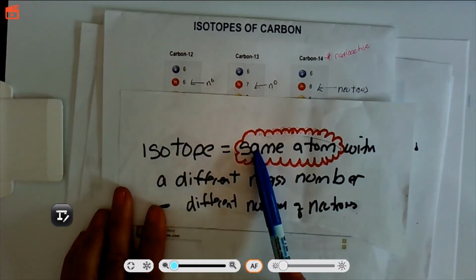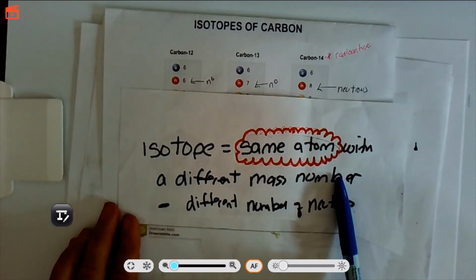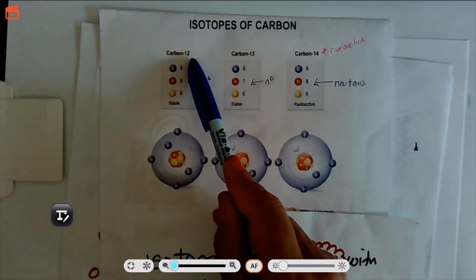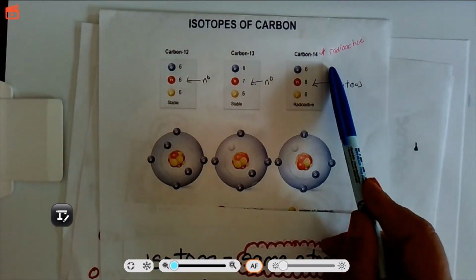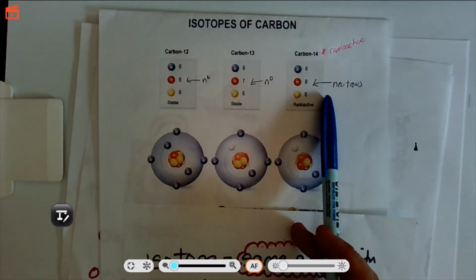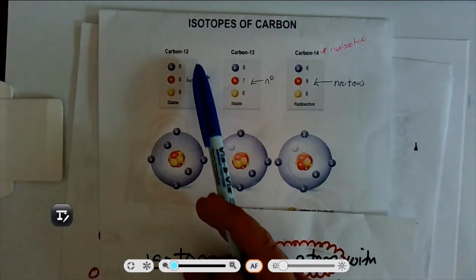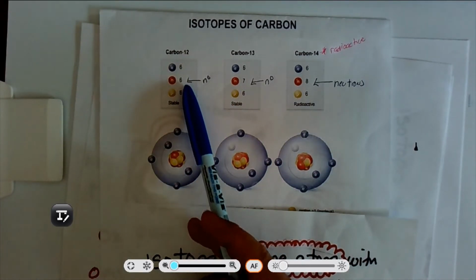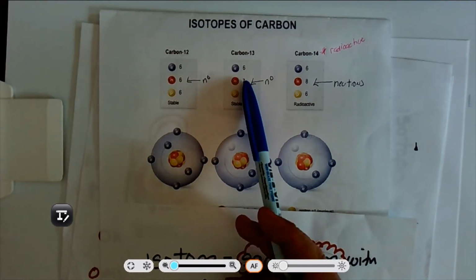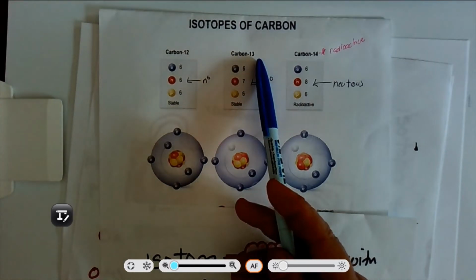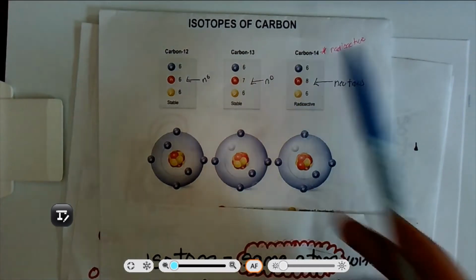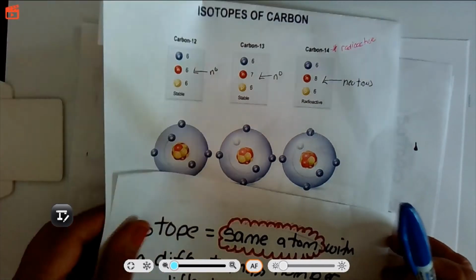An isotope is the same atom with a different mass number because it's got a different number of neutrons. So for example, with carbon, we have carbon-12, carbon-13, and carbon-14. They all have 6 protons and they all have 6 electrons, but the neutron number is different. In carbon-12, there are 6 neutrons. So 6 and 6 makes our mass number of 12. In carbon-13, there are 7 neutrons. 7 and 6 makes the mass number of 13. And in carbon-14, there are 8 neutrons. 6 and 8 makes the mass number of 14. So these would be isotopes of carbon.